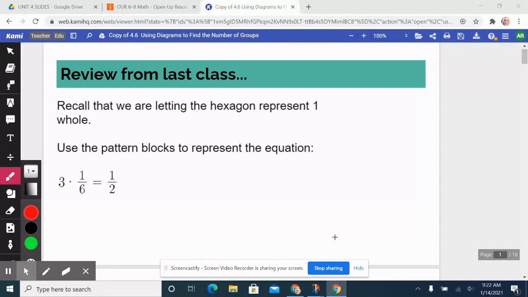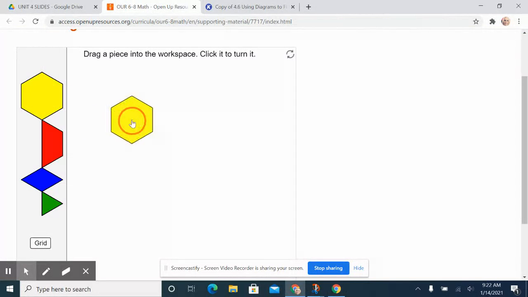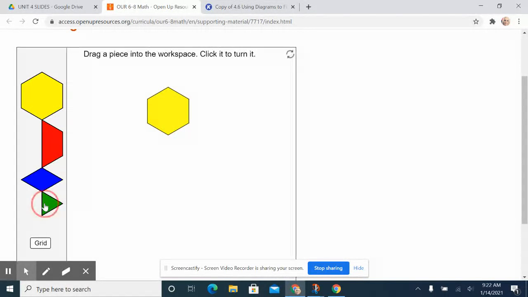So recall that we are letting the hexagon represent a whole, right? So we're going to use pattern blocks to represent the equation 3 times 1/6 equals 1/2. So now, if I go to the blocks that are the visual representation, this is the whole, the hexagon. Now I need 3 1/6s in here to equal half. That is what the equation says.